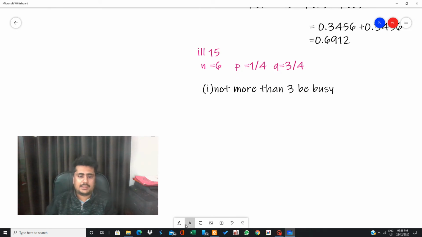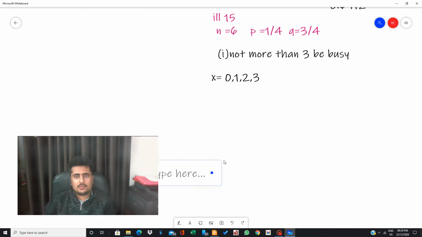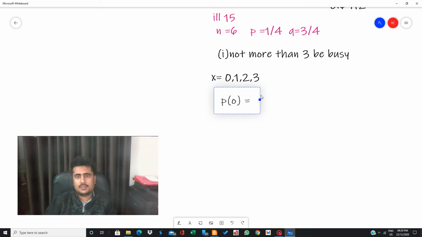So my x here should be not more than 3. That means my x here can be 0, can be 1, can be 2, and can be 3. So if I want to find not more than 3, I should find everything. I should find 0, 1, 2, 3, and I must add up all the things. So P of 0 is nCx p raised to x q raised to n minus x. So you know the formula. So let us write directly.